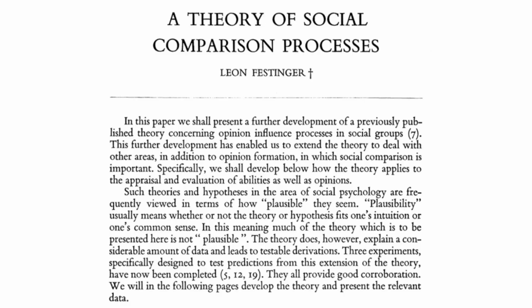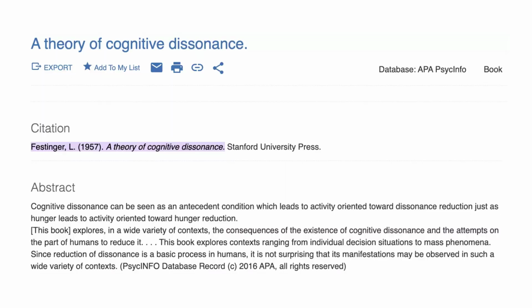In 1954, Leon Festinger, a social psychologist, introduced social comparison theory. But Festinger's brilliance did not stop there. Just 3 years later, in 1957, he proposed another influential theory, cognitive dissonance, which explains how people strive for internal consistency in their beliefs and actions. The two theories, social comparison theory and cognitive dissonance, are interconnected in fascinating ways. They both speak to our fundamental need to make sense of ourselves and our place in the world.